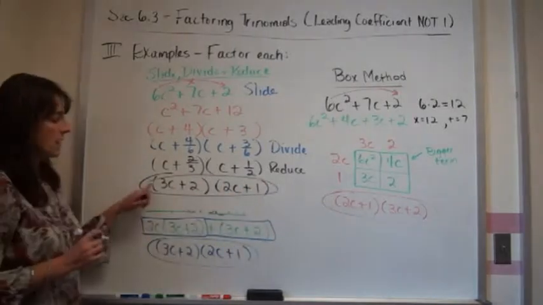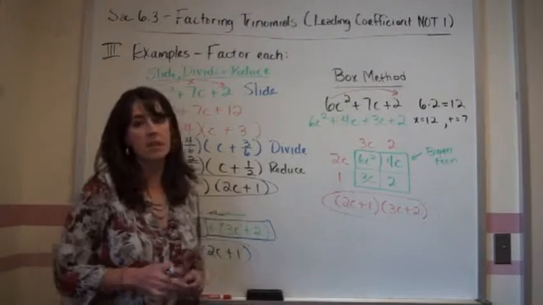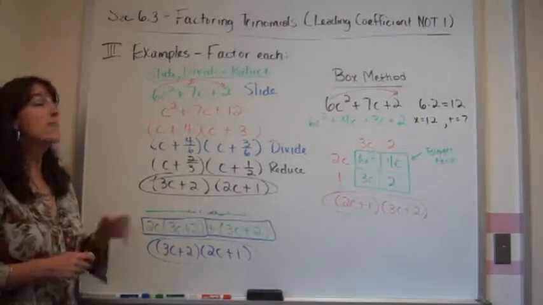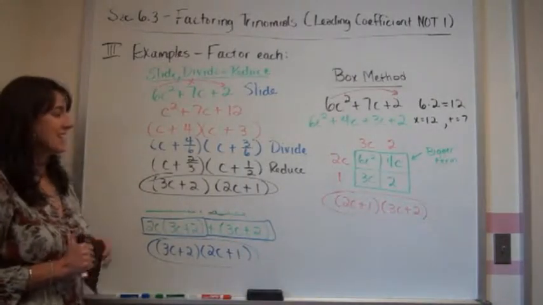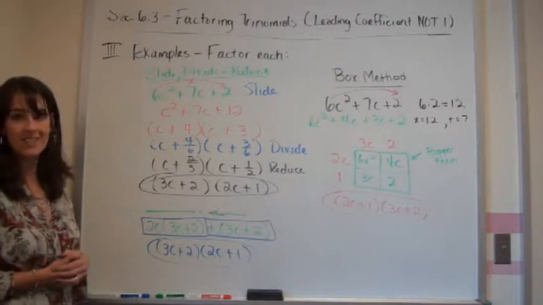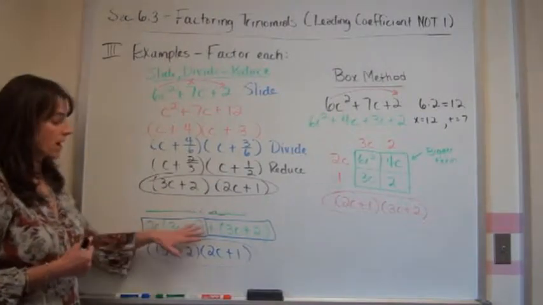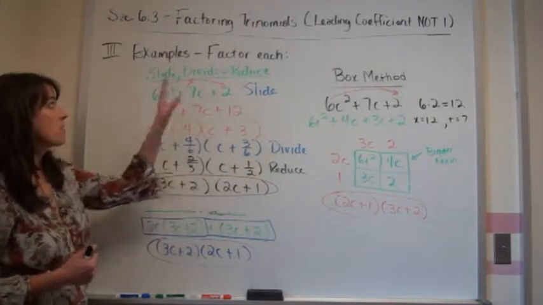Notice that my answer here in black is the same thing as the answer that's in blue, the same thing as the answer that's in red, and the same thing as the answer that was in guess and check. I just simply erased it. But there's the 4 methods: guess and check, factoring by grouping that I erased, box method, slide, divide, and reduce.